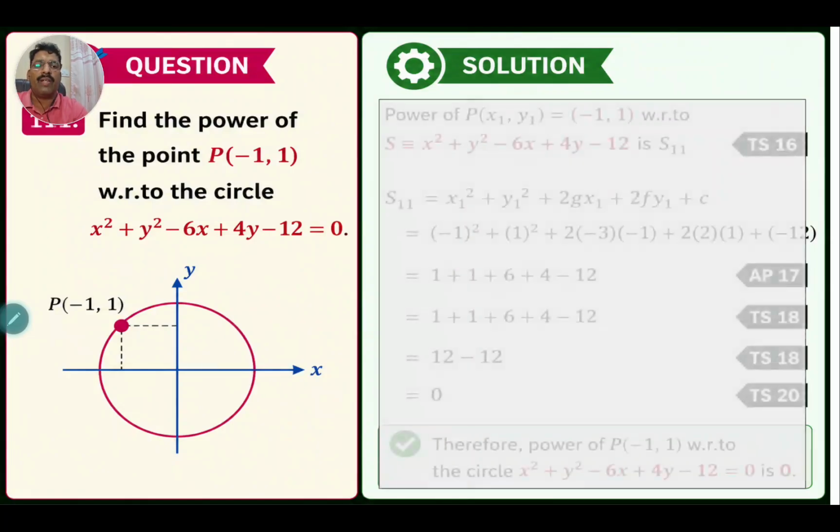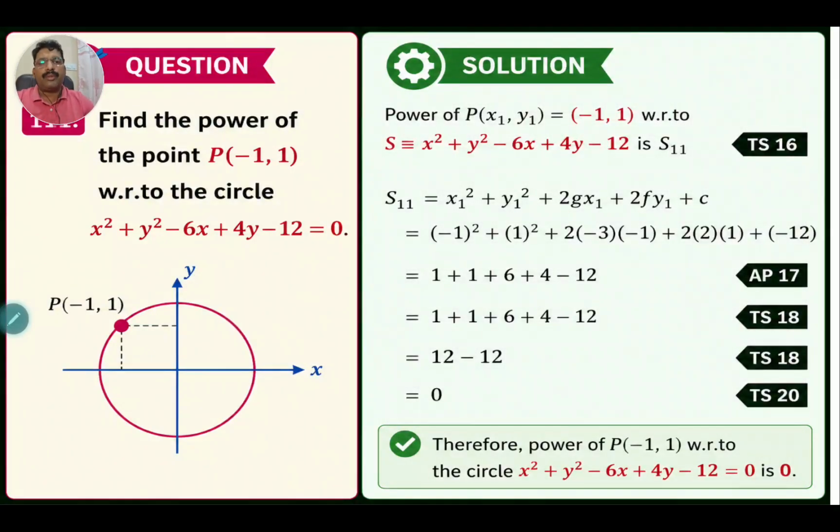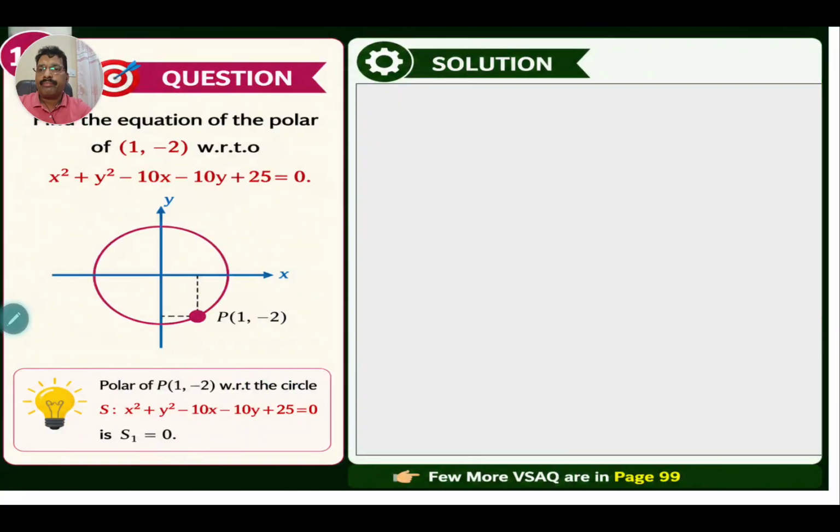We'll see the solution once. See this. Substituting the point x1, y1 in the given circle equation, we got 0. So like that we have to find power of the point. We'll move to the next question.